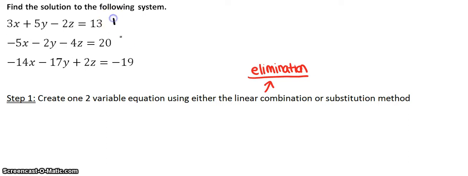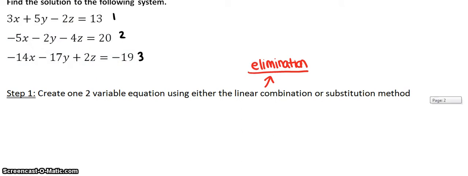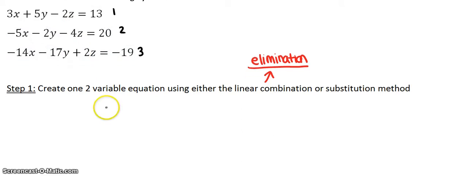So I'm going to label these 1, 2, and 3 just so you know what I'm talking about. I'm going to pick two of those to combine so I can create a two-variable equation. Right off the bat, you can eliminate whatever you want. I see the z's are kind of all similar, so I'm going to choose to eliminate z's in my first two steps. So first, maybe I'll combine equation 1 and equation 3, because I have a plus 2z and a minus 2z.